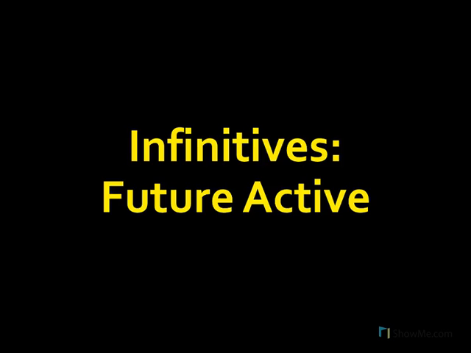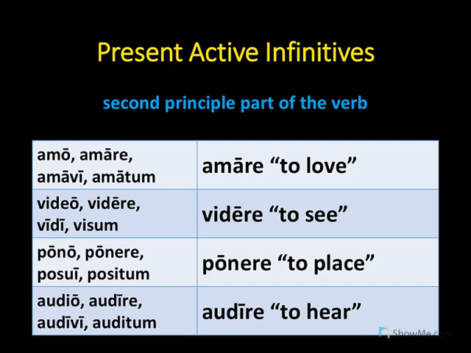In this video, we will explore how to form and translate the future active infinitive in Latin. Very briefly, let's take a look at the three infinitives that we already know. The present active infinitive is simply the second principal part of the verb. In our examples, we have amare, videre, ponere, audire.